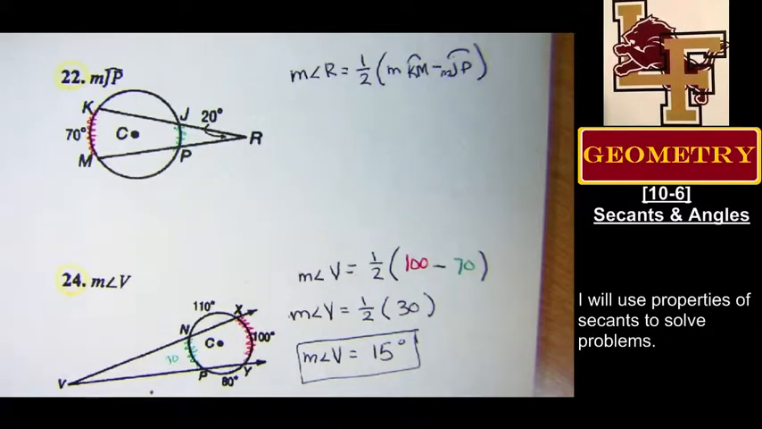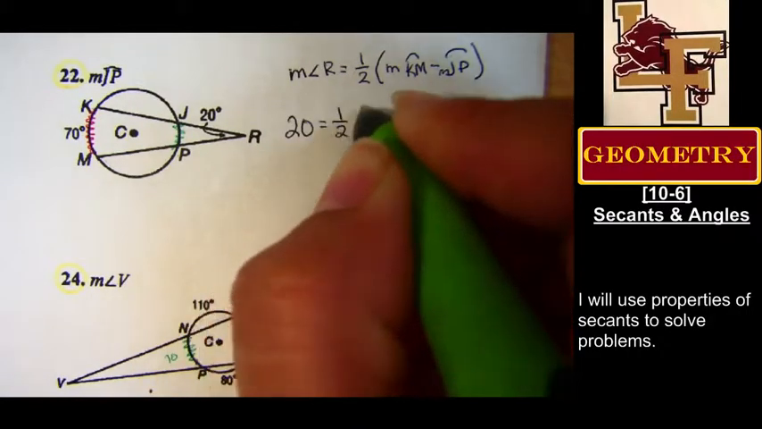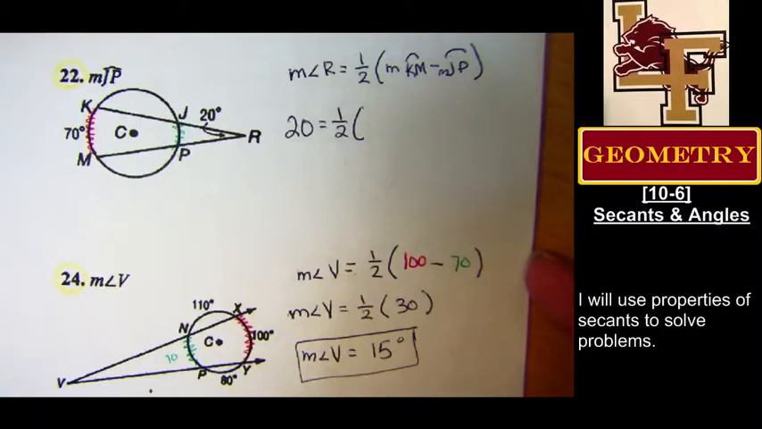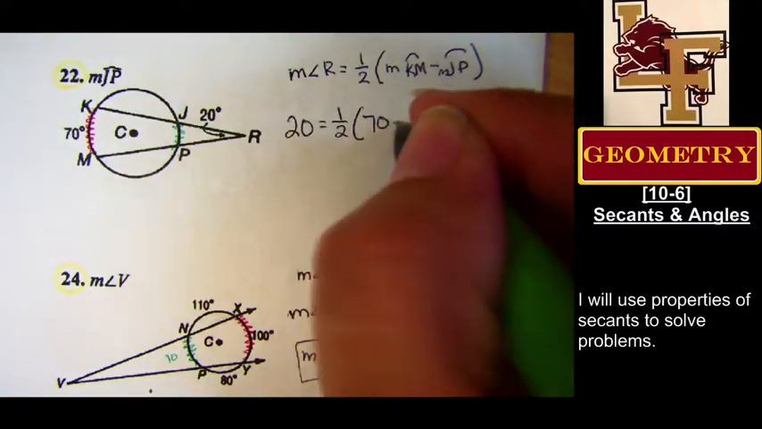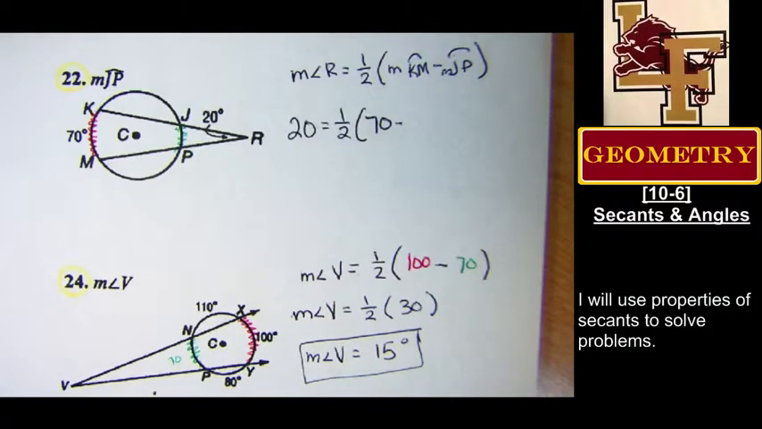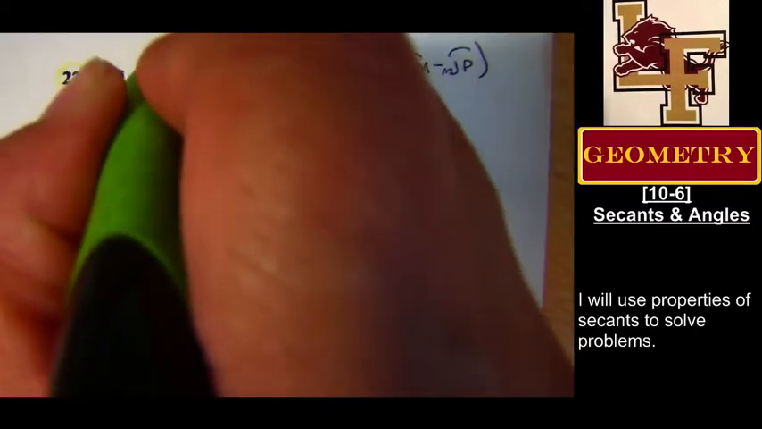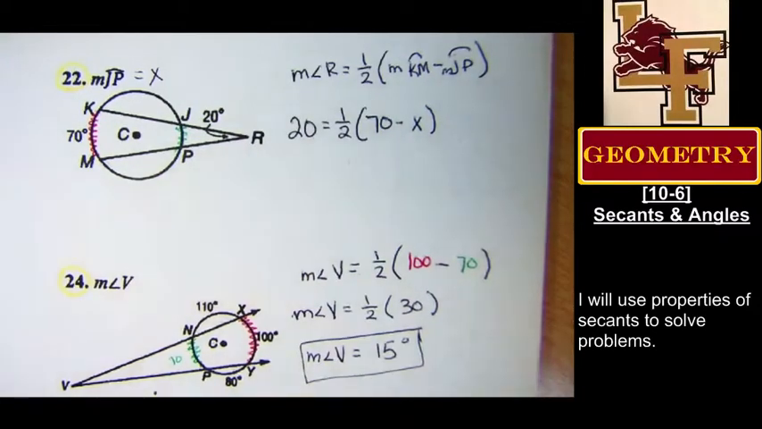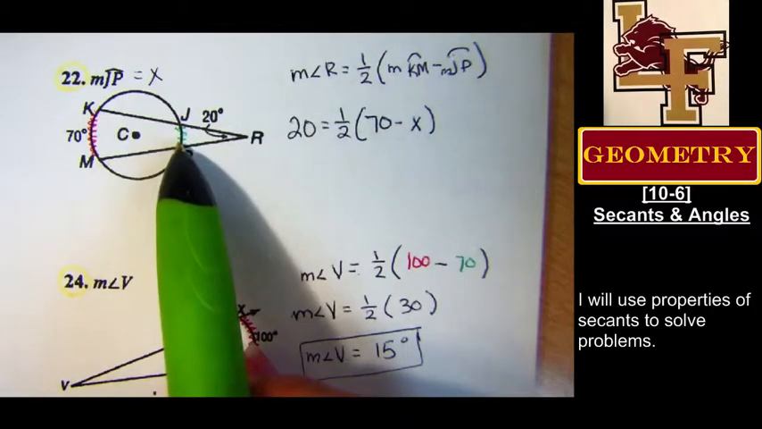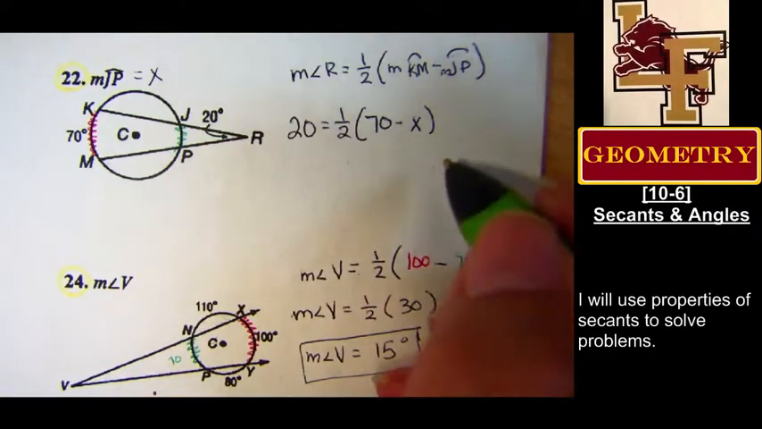What's the measure of angle R? 20. What's the measure of arc KM? Good. What's the measure of arc JP? We don't know. That's what we're looking for. So we can leave it as measure arc JP, or we can change it into our favorite variable, X. Okay, we'll change it to X. You thought that JP was 20? Notice where the arrow is pointing. Okay. All right, now we got to clear this up.